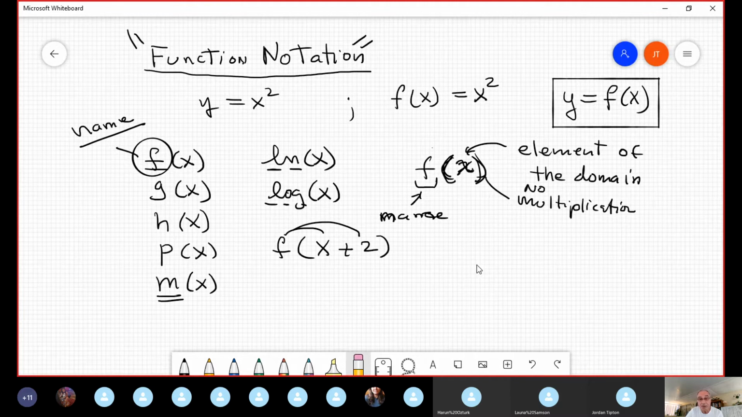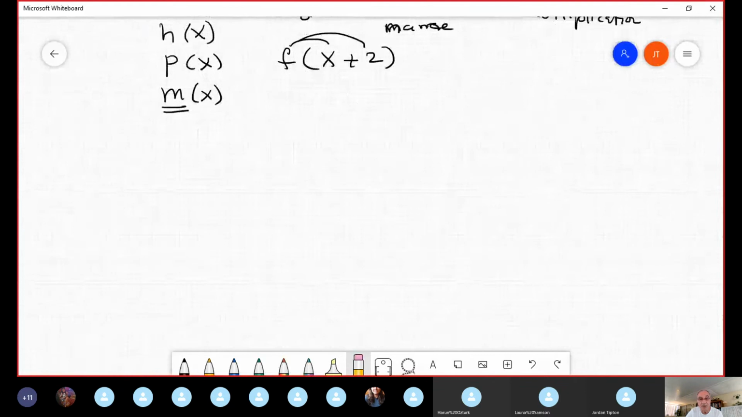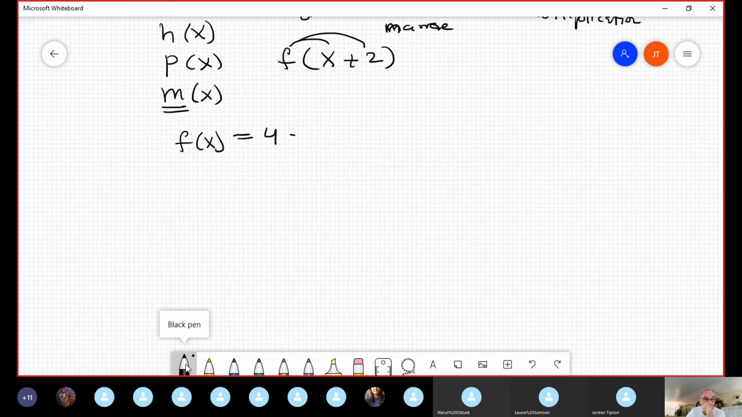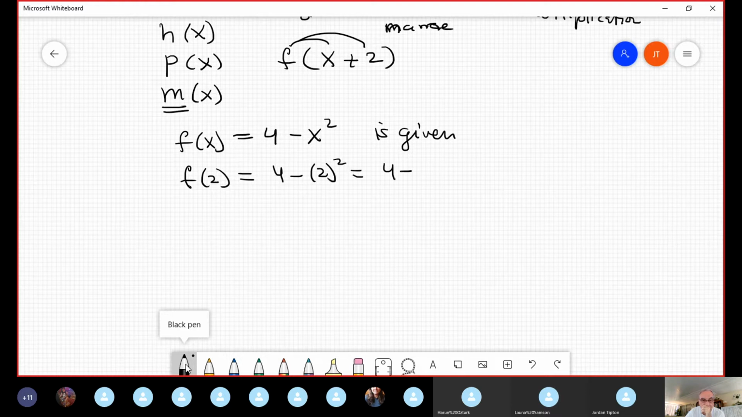Well, let me try an example. An example illustrates everything. Suppose, elementary, I don't want to complicate your life. Suppose f of x equal 4 minus x squared. This is given. It's given. Then, for example, I ask you to evaluate f of 2. It's easy because the only thing that you should do is replace x with 2. The 4 minus parenthesis 2 squared. Then 4 minus 2 squared is 4, but by coincidence it's 0.